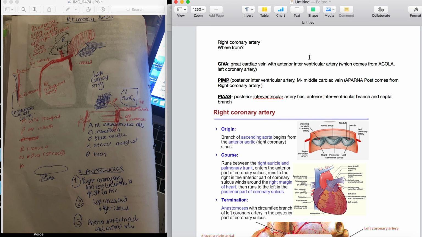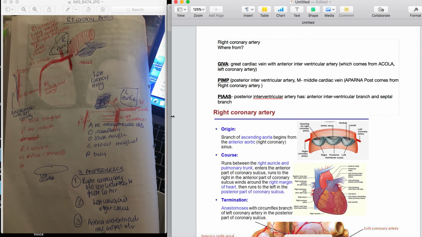Where the anterior interventricular artery runs, that's also where you have the great cardiac vein. GIVA: great cardiac vein with the anterior interventricular artery. Then you have PIMP: the posterior interventricular artery runs with the middle cardiac vein. And then you have PIAS: the posterior interventricular artery has both atrioventricular branches, anterior interventricular branches, and septal branches.